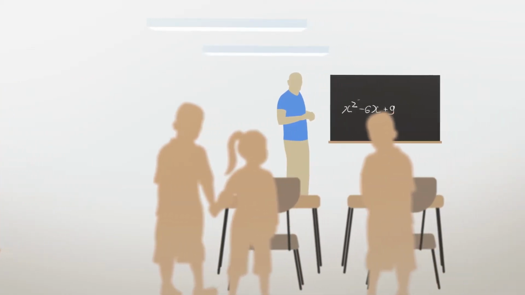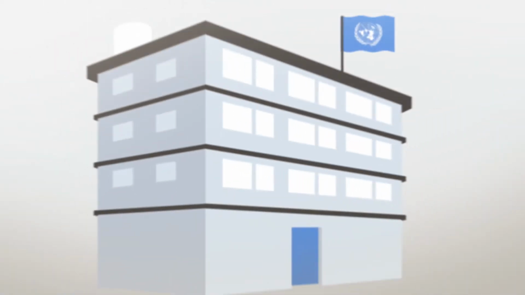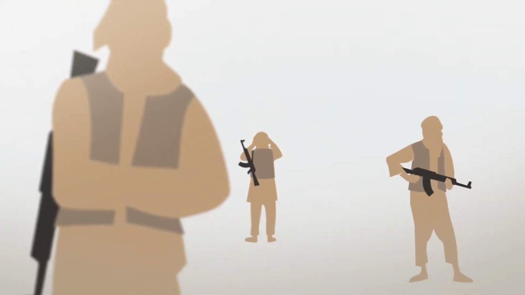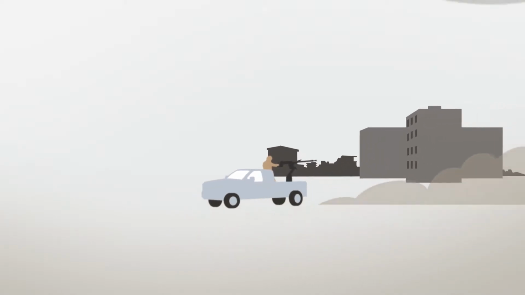In some of these places, UN personnel are directly targeted. Our blue flag does not always offer protection. How, as an organisation, do we know what level of risk is worth accepting in order to deliver our programs?